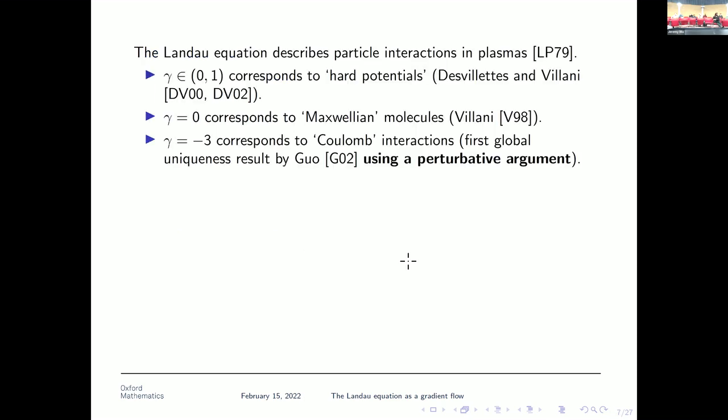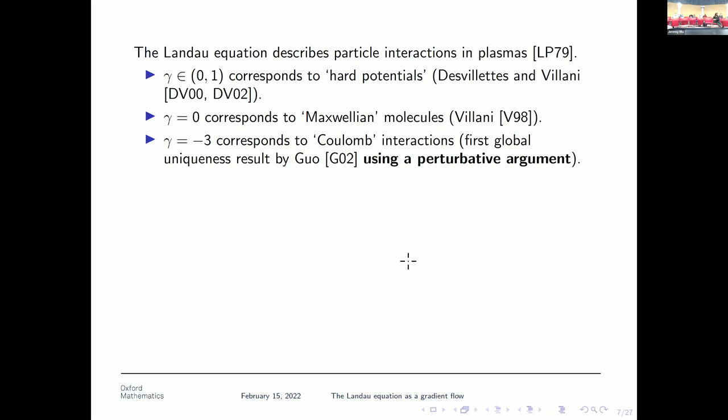Okay, so the Landau equation that Landau wrote is a great description for particle interactions in plasmas. And just to give you a bit of the zoology of the parameter gamma, gamma between 0 and 1 corresponds to what's called the hard potential case. Basically a full treatment of this has been done by Desvillettes and Villani. Morally, when gamma is positive, the singularity of this diffusion disappears.